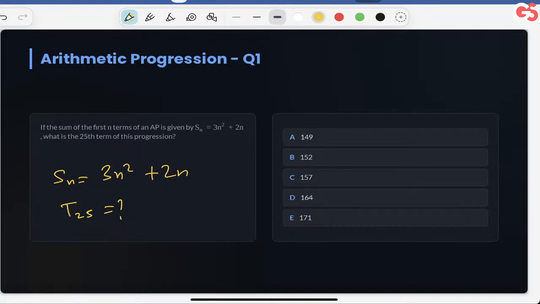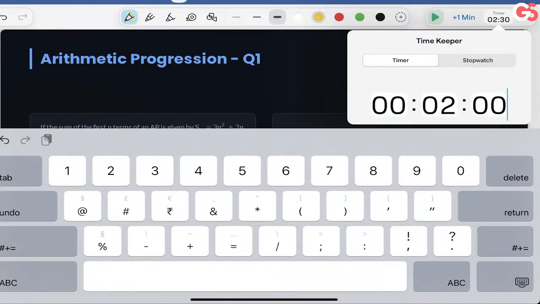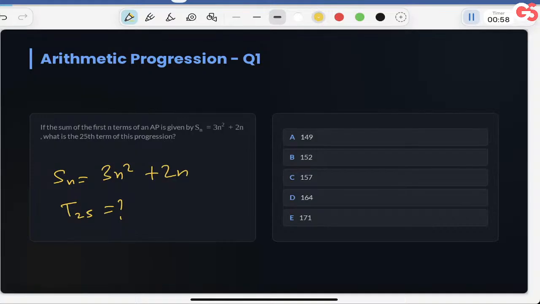Hey, Floyd, good evening. Here is the first question that we have. And I'll use a timer also. The timer will be for 1 minute only. Yes, Manisha, that's right. जल्दी से करो.